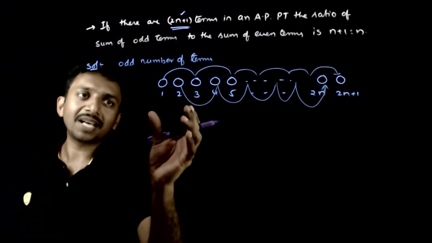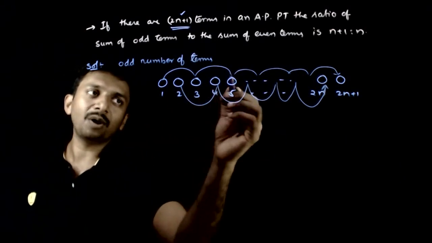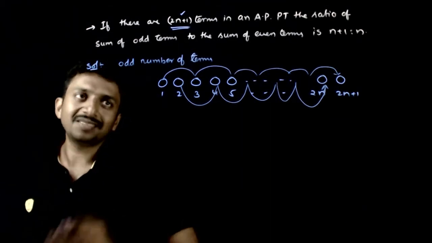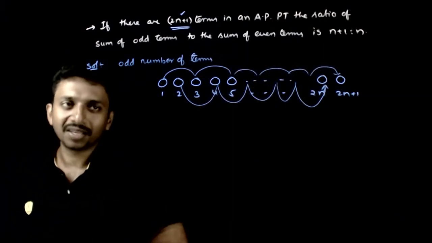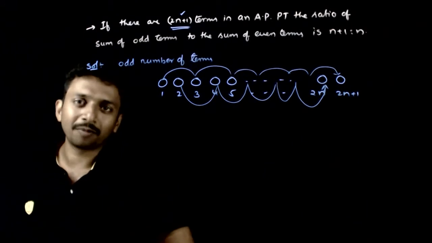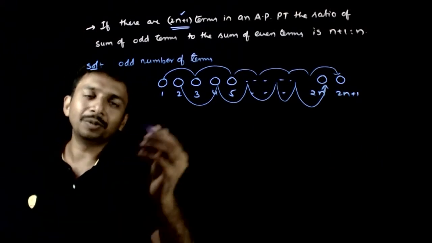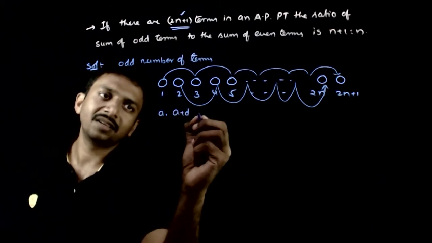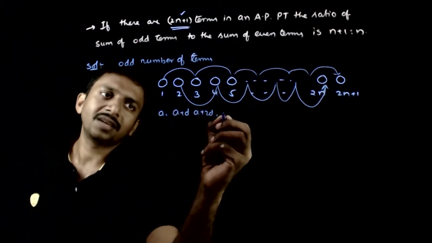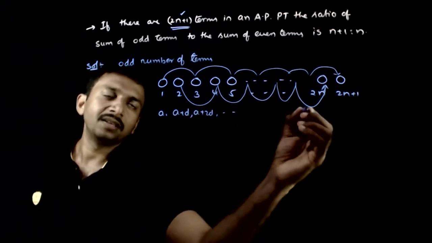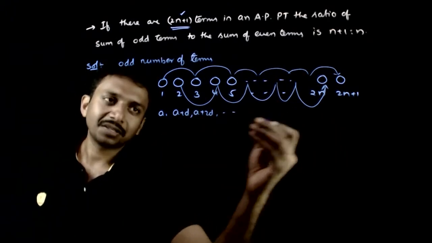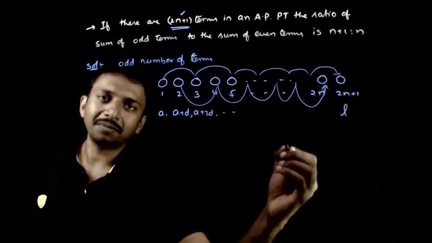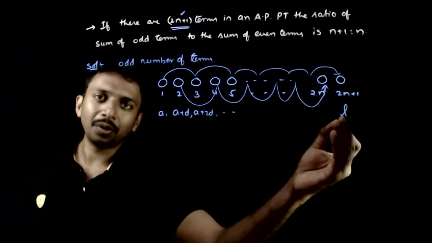So in the question you are asked to prove that the sum of odd terms to the sum of even terms is n plus 1 is to n. Again, a basic formula based question. So let us assume the AP. Let the AP be A, A plus D, A plus 2D, and so on. Let us take L as the last term. So you know the formula for this.